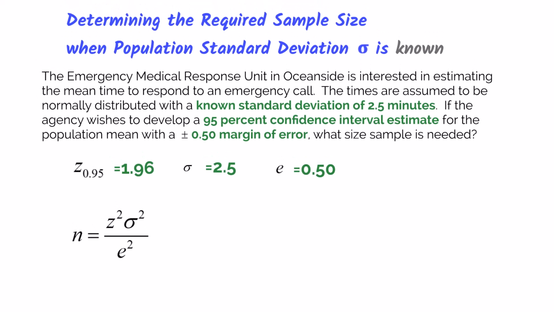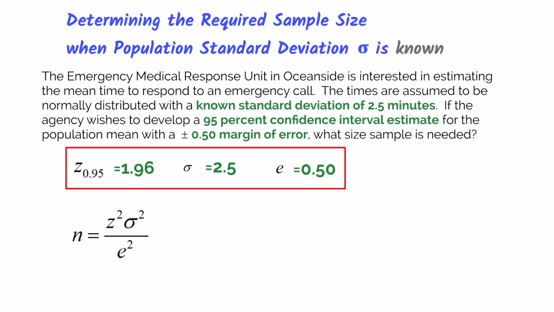Here's an example. The Emergency Medical Response Unit in Oceanside is interested in estimating the mean time to respond to an emergency call. The times are assumed to be normally distributed with a known standard deviation of 2.5 minutes. If the agency wishes to develop a 95% confidence interval estimate for the population mean with a plus or minus 0.5 margin of error, what sample size is needed? First, we need to identify all of our variables. The Z value at 95% confidence is 1.96. The standard deviation is given to us as 2.5 minutes. And the desired margin of error is 0.5.